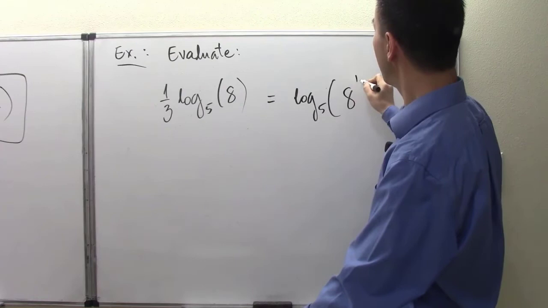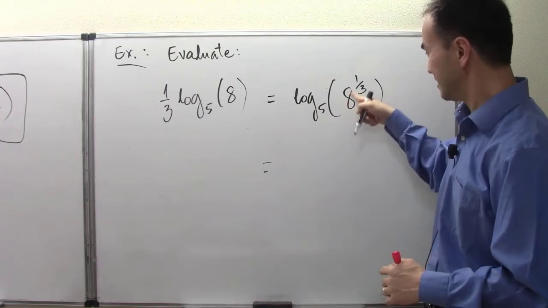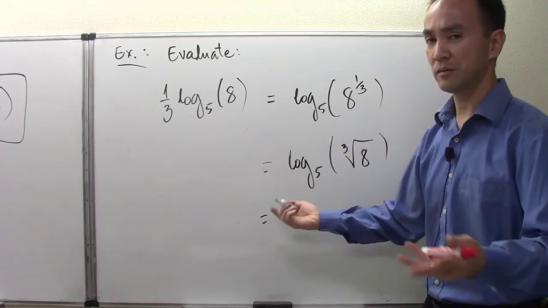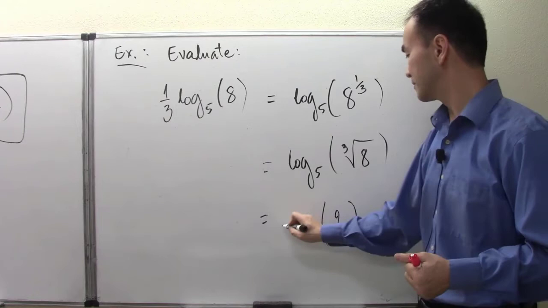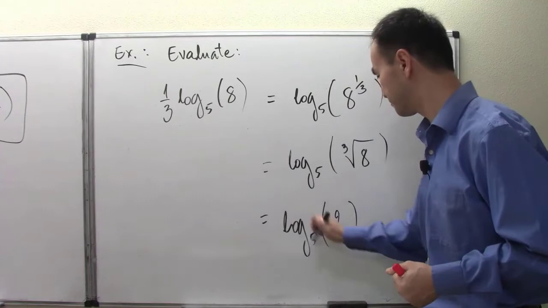If you are fast enough with math, you can already see an answer from here. But in case you're still not seeing it, 8 to the 1/3 power is the same as the cube root of 8, and now it's so clear. The cube root of 8 is 2, so we take the log base 5 of 2. And that is our final answer in reduced form.